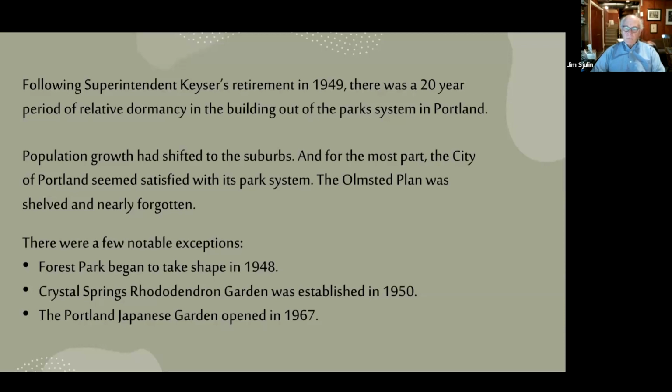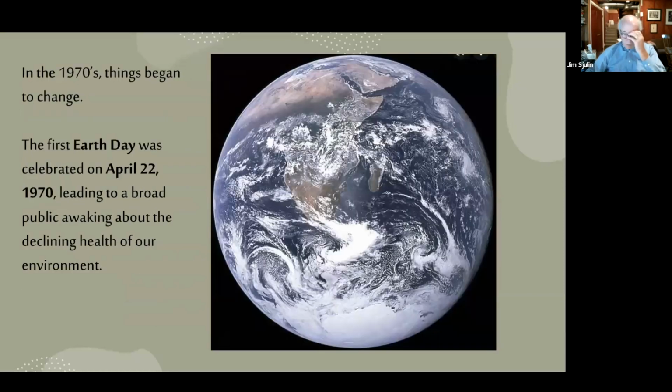And the Crystal Springs Rhododendron Garden in Southeast Portland, adjacent to Reed College, was established in 1950. That is a spectacular public garden, well worth seeing, especially at rhododendron bloom time in the spring. And then finally, the Portland Japanese Garden opened in 1967. That is highly regarded as potentially the finest Japanese garden in North America. So things weren't at a full stop, but in terms of big systematic growth, not a lot else happened during those 20 years. Next slide.